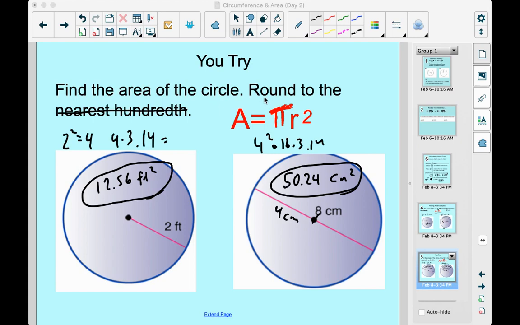All right, for this one, we were given the diameter. So first thing I need to do, because I need the radius for my formula, is cut the diameter in half. So 8 centimeter diameter means I have a 4 centimeter radius. Formula tells me to square that radius. 4 squared is 16. And multiply that by pi. So 16 times 3.14 gives me 50.24 centimeters squared. Remember, it's always units squared when you're dealing with area.